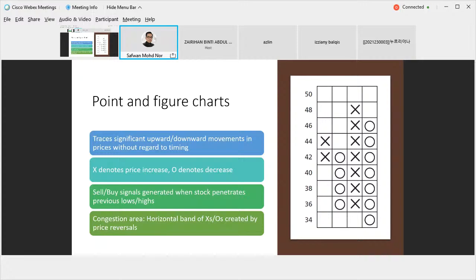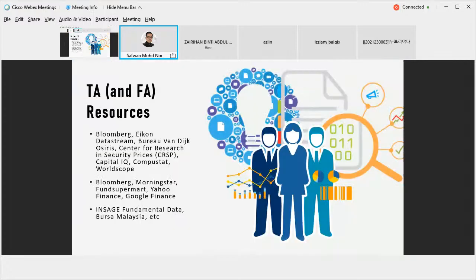Basic chart. Now, everything again can be found at your fingertips.